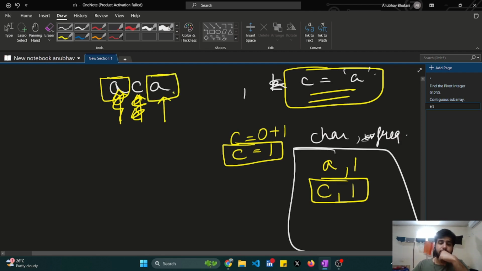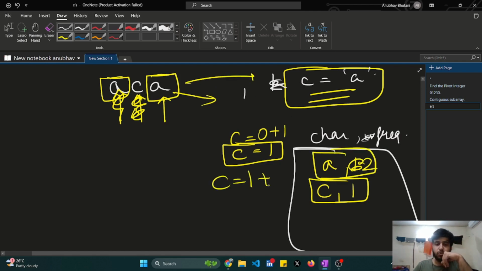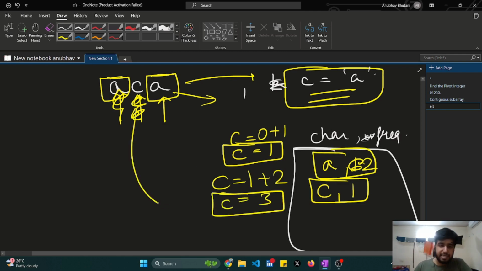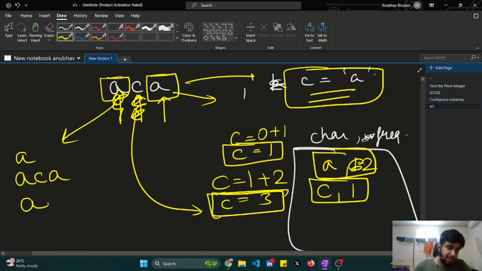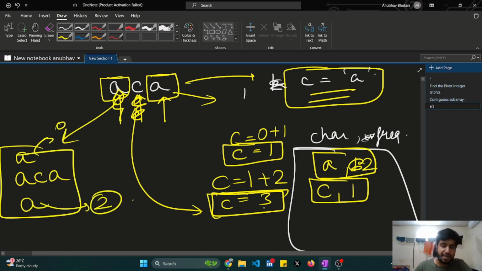Okay, I'll come to this, I'll increase this frequency, I check it in my map, and I'll check whether it is equal to my c. It is equal to my c, yes, so I'll increase my count. So 1 plus 2 becomes 3. So for this case, 3 is my answer. These are the 3 substrings that will be my answer. This is the starting string 0 index, and this is the ending string 2nd index.